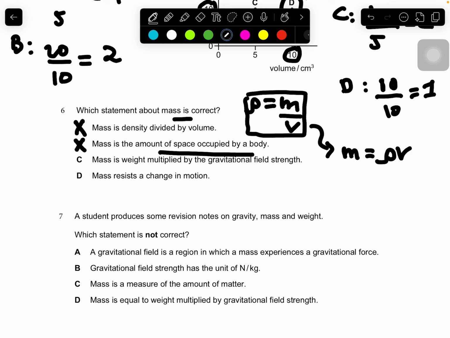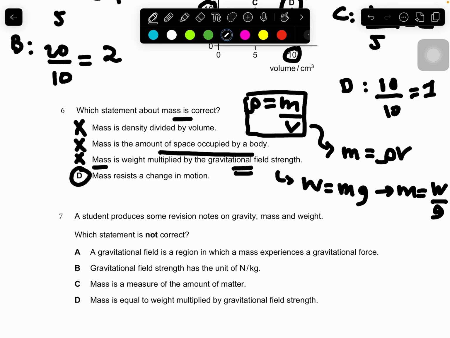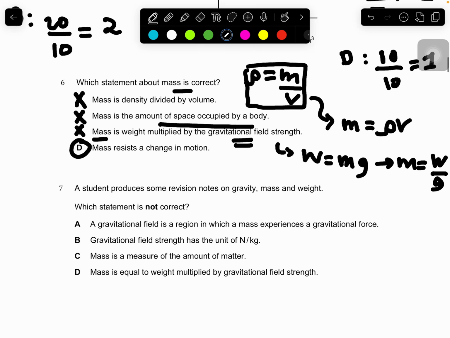Mass is weight multiplied by gravitational field strength. Let's see. So here we have mass and gravitational field strength involved. So let's look at a formula that connects those two. That is W equals mg. If you rearrange this for mass, you'll get weight divided by gravitational field strength. So that is also wrong. Mass resists change in motion. That is correct. We did that mass is the measure of inertia, or the measure of reluctance that a body provides to motion. So yes, mass resists change in motion.